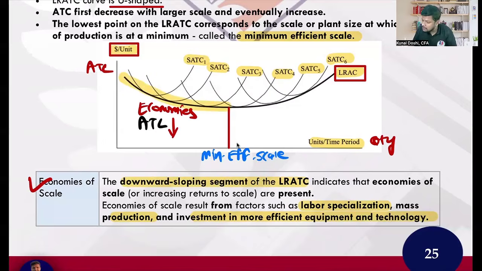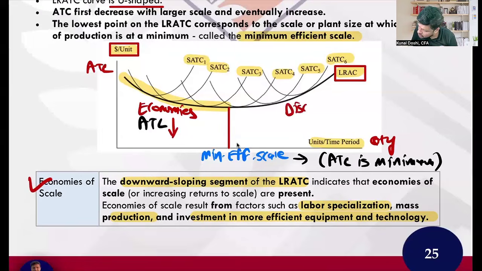And then it reaches the bottom. So this is the point where ATC is minimum. This is the point where you get the lowest average total cost. So this is the point of maximum profit, right? Everyone in the class? So you should keep on producing till the point where your ATC keeps going down and it reaches the lowest point, that is called minimum efficient scale. Beyond this, what will happen? Beyond this, you will get diseconomies of scale.